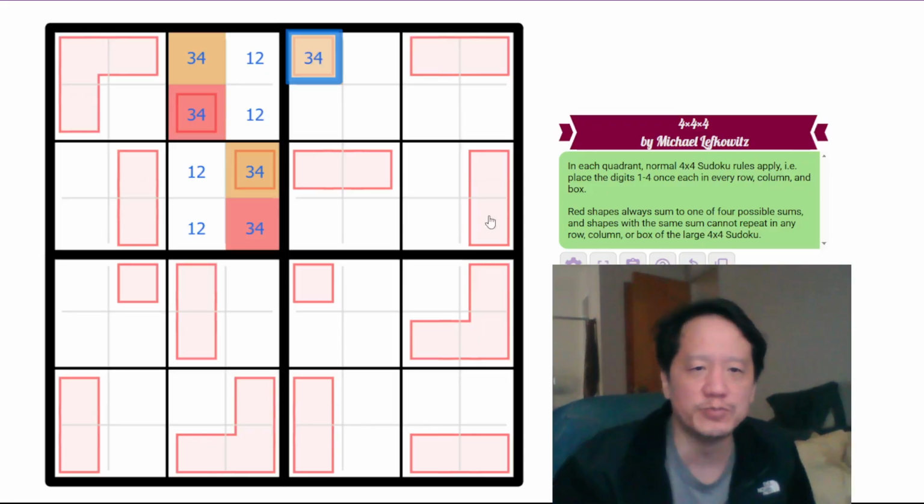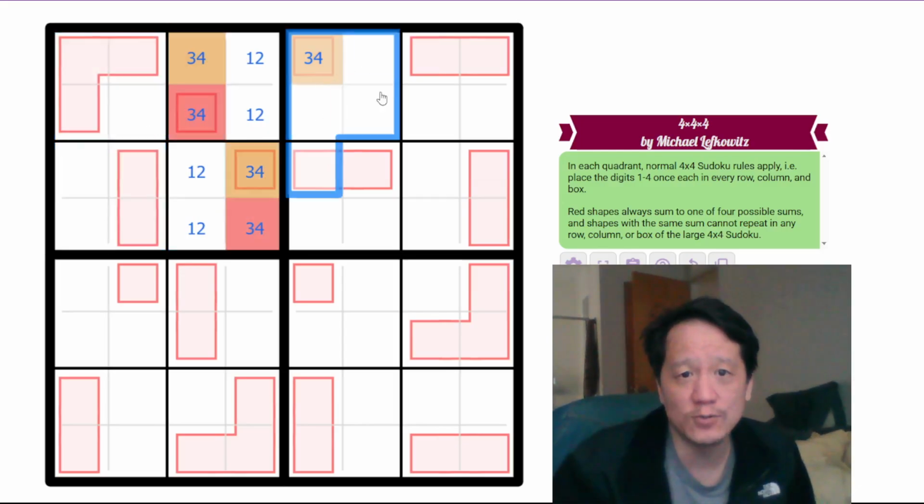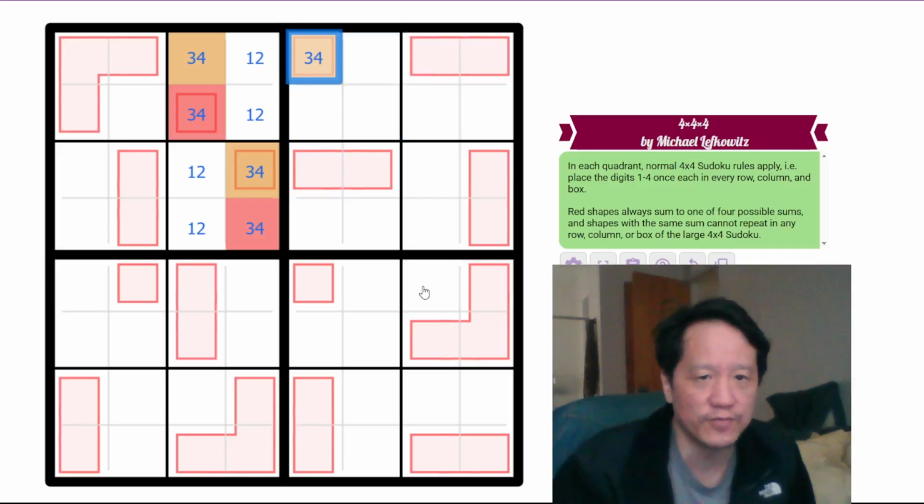I was getting confused because these are in separate quadrants. So you cannot have repeats within the quadrant, but this is not the same quadrant. So this has to be the orange 3-4, because otherwise this doesn't add up, right? I mean, sorry, these sums would be the same, I should say.